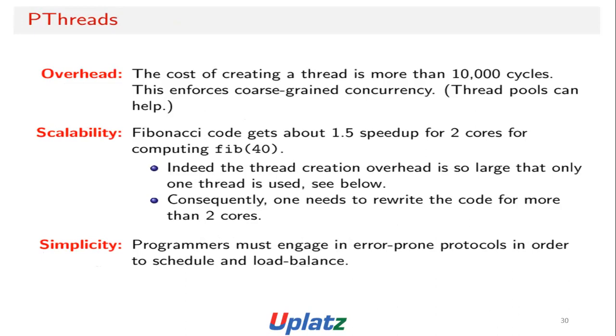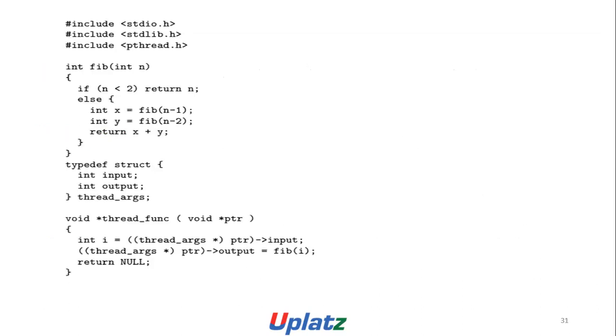This enforces coarse-grained concurrency; thread pools can help. Scalability: the Fibonacci code gets about 1.5 speedup for 2 cores for computing Fib(40). Indeed, the thread creation overhead is so large that only one thread is used, see below. Consequently, one needs to rewrite the code for more than 2 cores. Simplicity: programmers must engage in error-prone protocols in order to schedule and load balance.